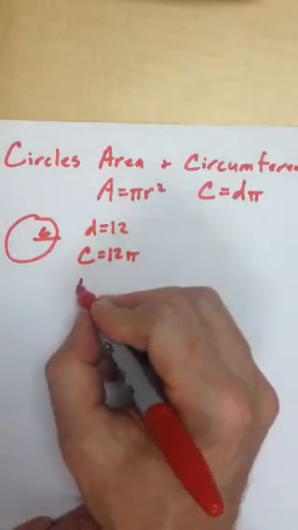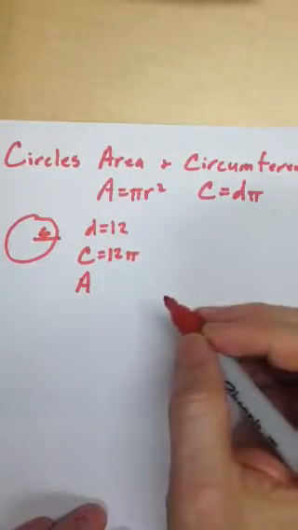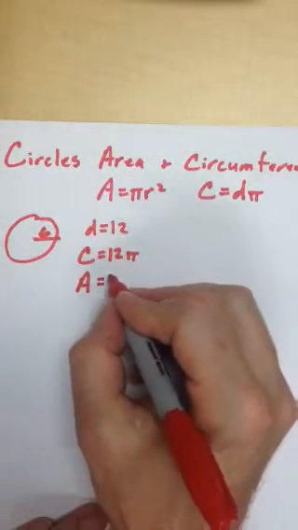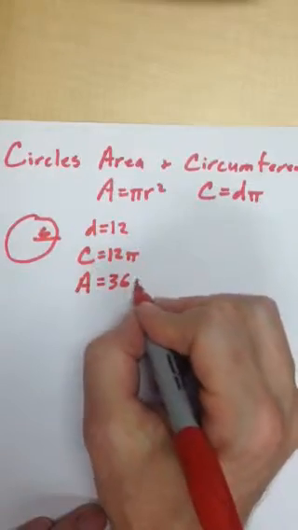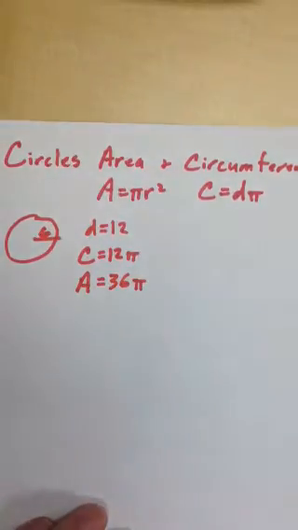And then the area is just 6 times 6. So typically we put the number up front and the pi afterwards, so that's 36 pi.